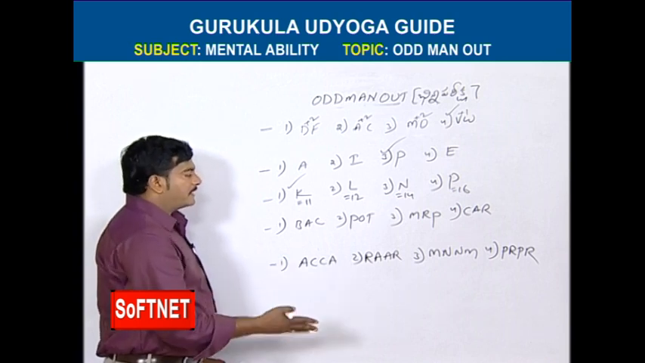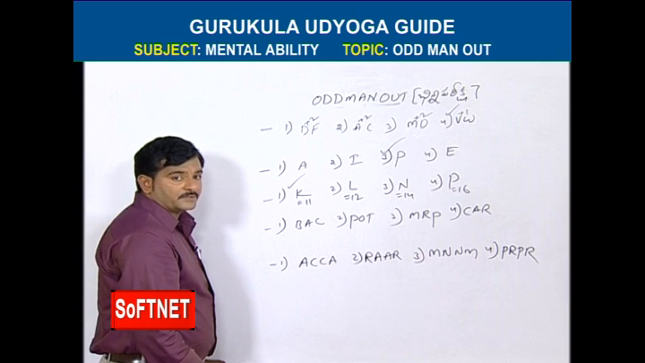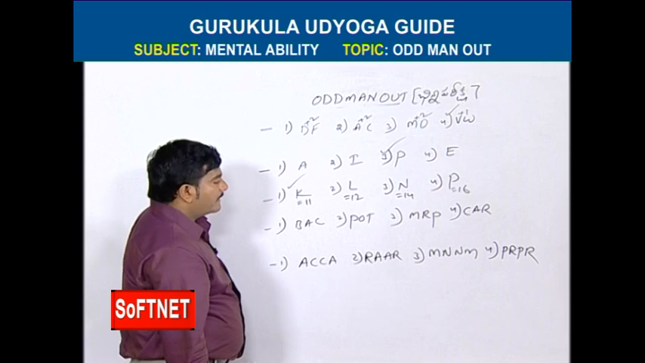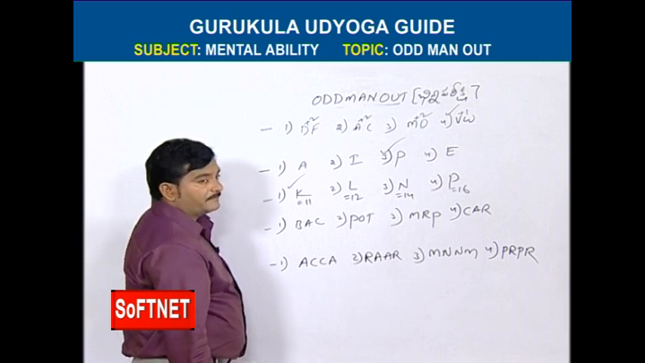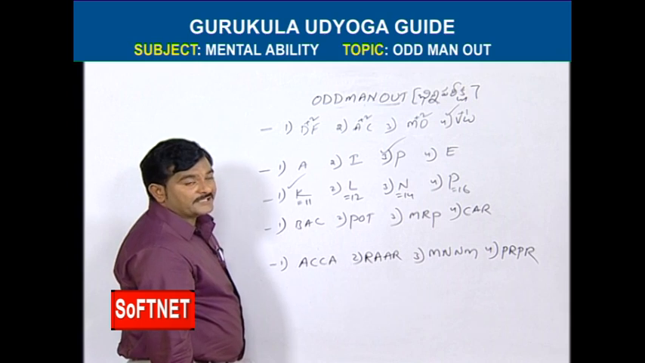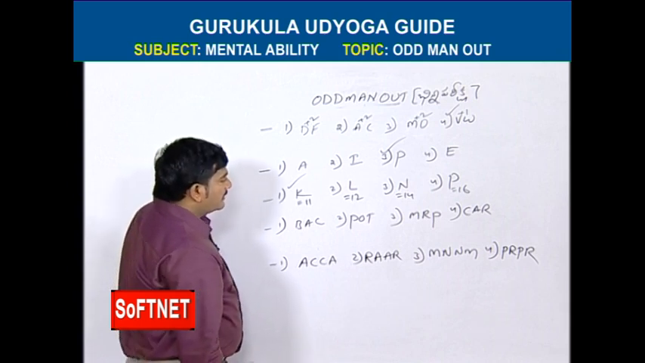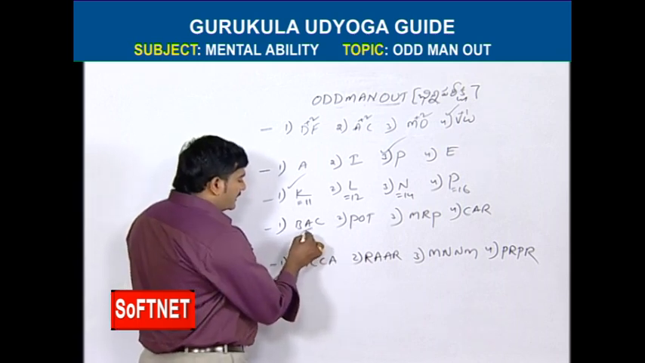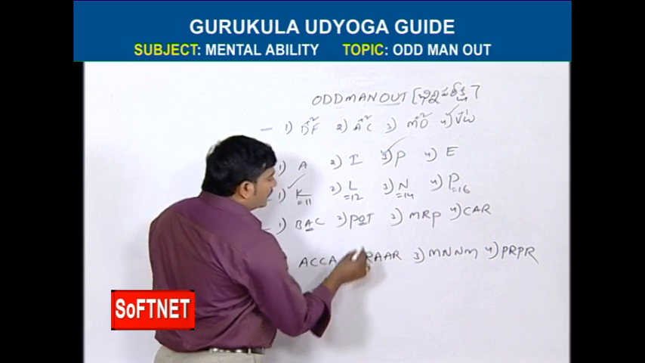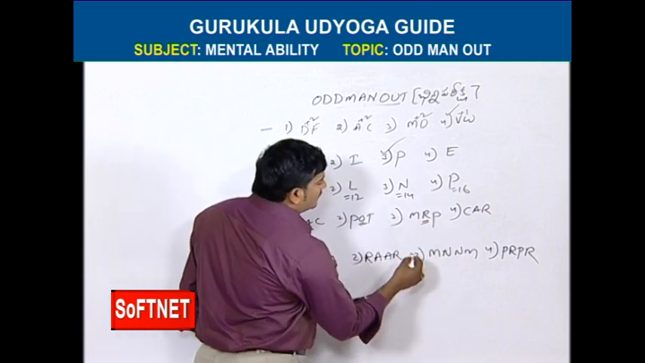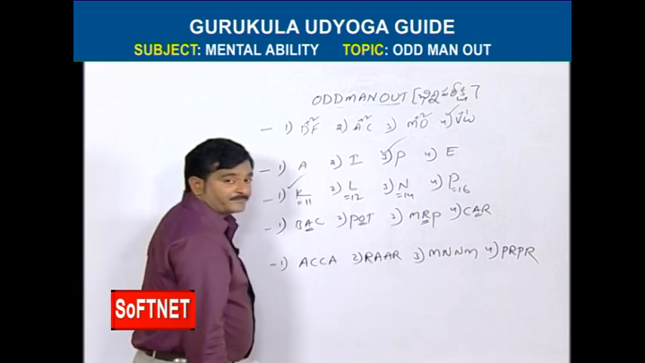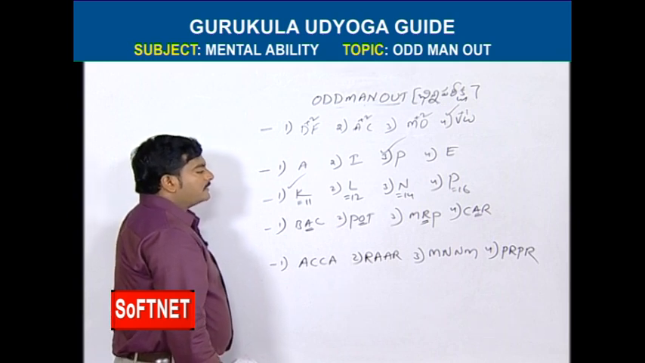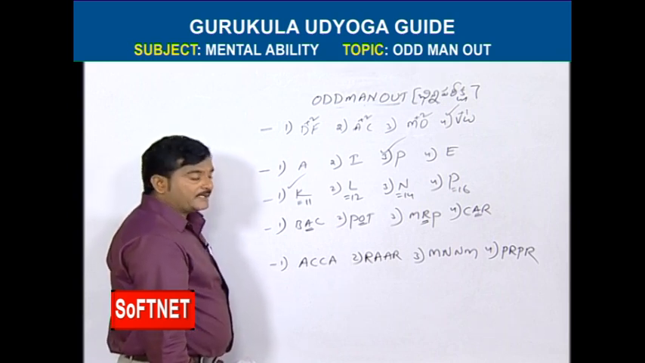Here meaning is not required. What is BAC? What is POT? Irrespective of meaning, meaning is not required. BAC, POT, MRP, and the next one is CAR. It is very clear. Just in all the words, observe the middle letter. What is the middle letter here? A. Here? O. Here? R. Here? A. So the silly logical thing is, in the remaining options, the middle letter is a vowel.